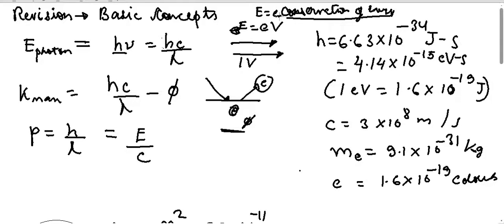Correct? So what is the charge of an electron? It is 1.6 into 10 to the power minus 19 coulomb. So if I equate this, this is the electron volt, the unit of energy, eV. This will be in joules. So 1 electron volt, if I substitute the value of E here, will in effect be equal to 1.6 into 10 to the power minus 19 joules.